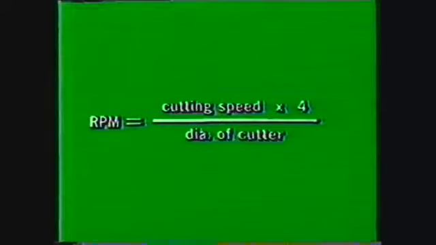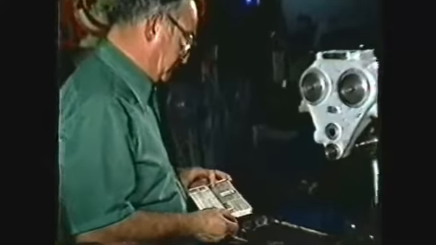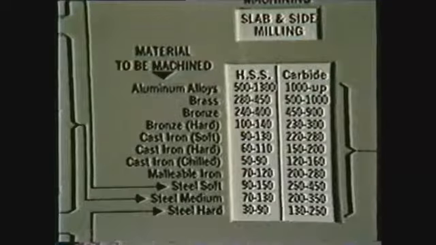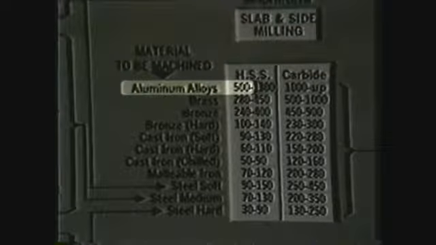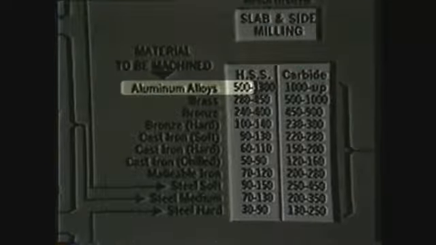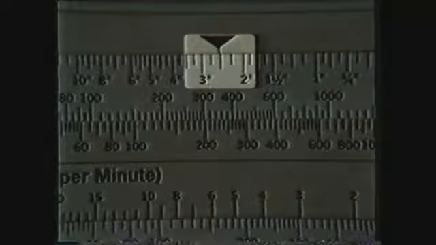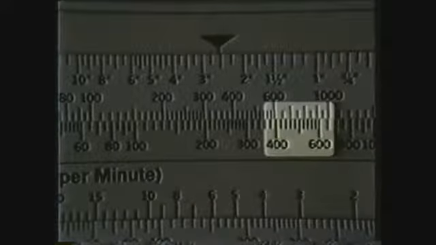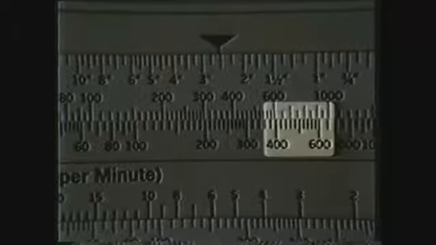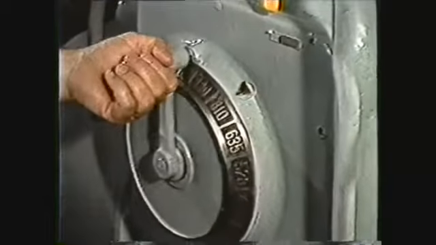The spindle speed for the cutter may be determined by using the formula RPM equals cutting speed times 4 divided by the diameter of the cutter, or it may be determined by using a feed and speed calculator. For this demonstration, we will plain mill aluminum with a high-speed milling cutter. For plain milling aluminum, a cutting foot speed of 500 will be used. For a cutter diameter of 2.5 inches and a cutting foot speed of 500, the calculated spindle RPM would be 725. Set the spindle speed selector on the machine to 810.